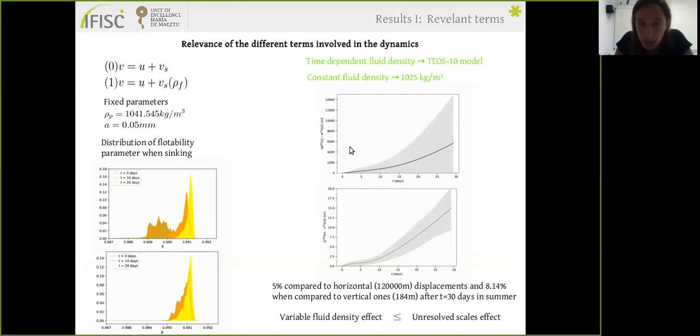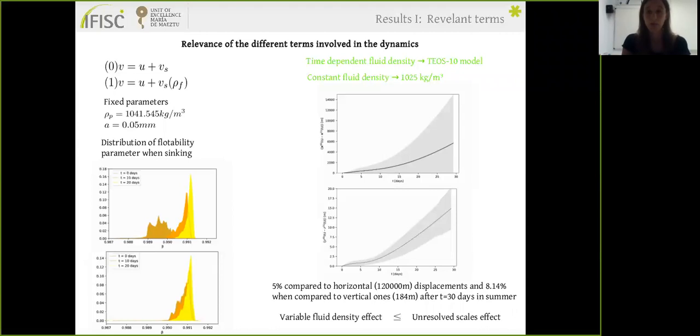So the upper figure is for the horizontal displacements, and the bottom figure is for the vertical displacements. After 30 days, we do this comparison, and we finally find that for the horizontal, this variability in the fluid density has an effect of 50% on the dynamics and an effect of 8.40% in the vertical dynamics.